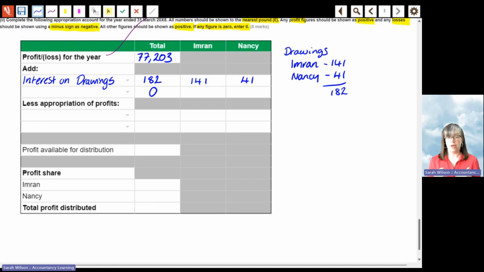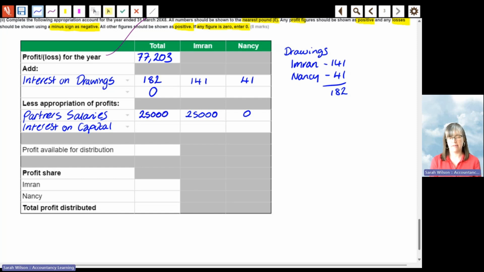So then what we're going to do is have a look at what we're going to take away. So we're going to have partners' salaries, and we're going to have interest on capital. So Imran had a £25,000 salary, but Nancy wasn't entitled to one. So we can complete that top line.